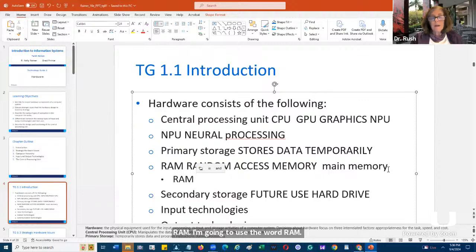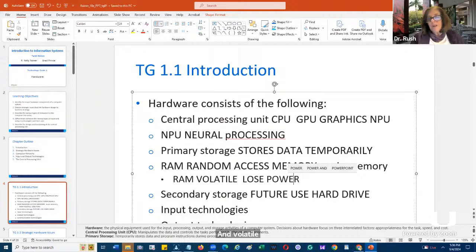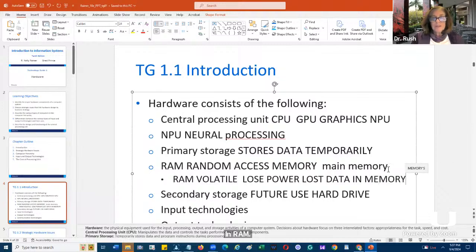They call it volatile. And volatile means not stable. It means that if I lose power, shut it off, and I don't save my work, I've lost data in RAM, in memory. So it's important always to save it on some other device. Save it to the cloud, save it on the hard drive.